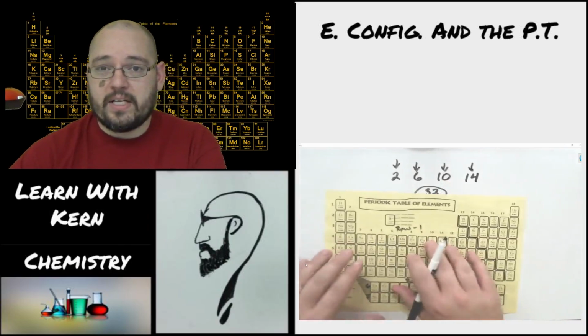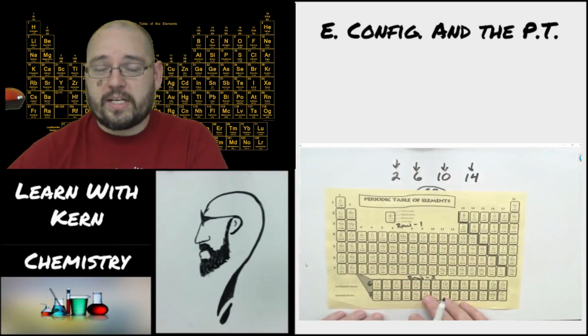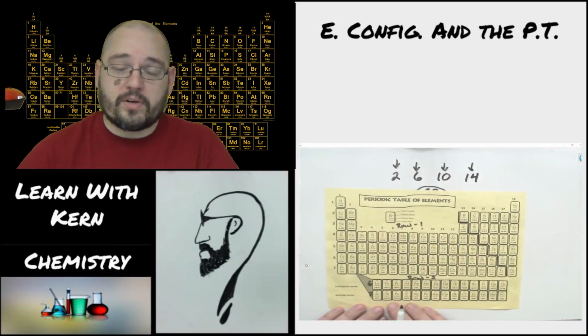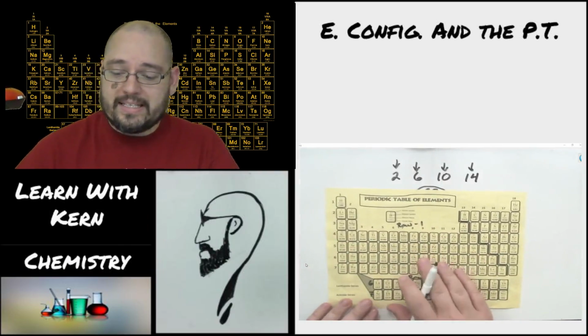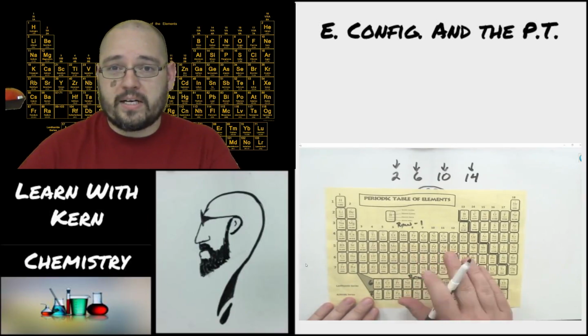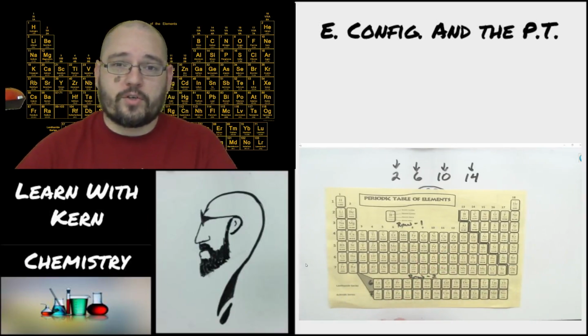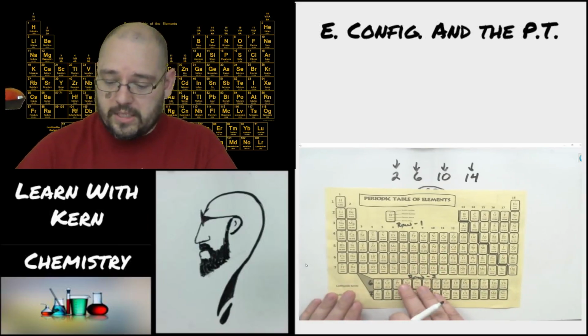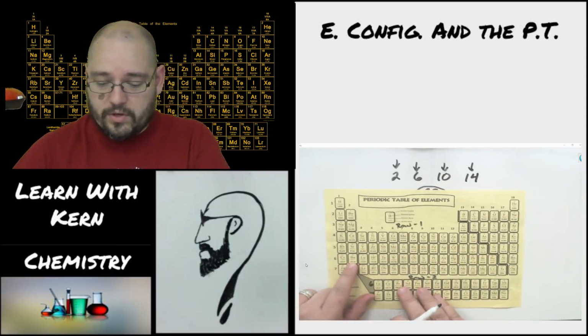So all of that information is right here on the periodic table, which is why the periodic table is an amazing tool. And this is how we use the periodic table to find the last term of an electron configuration. All right, so let's do one more. Let's say we're going to do barium.